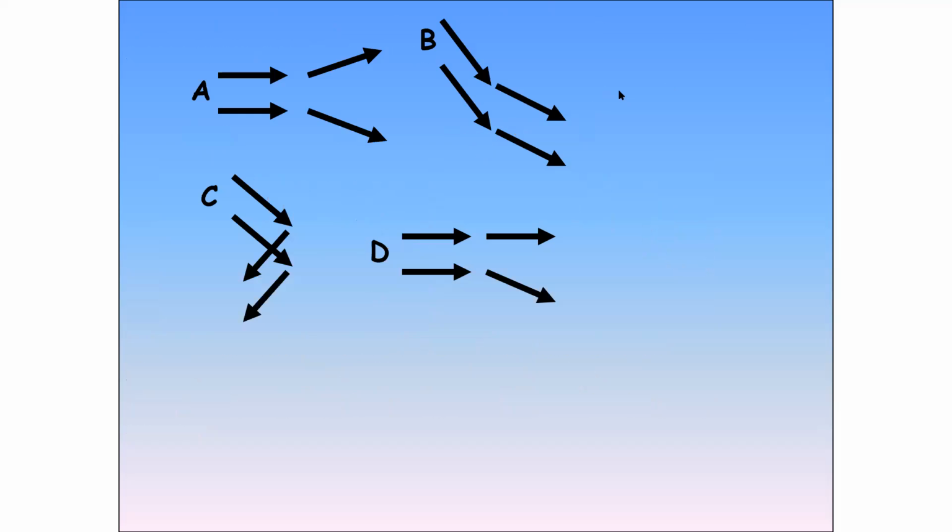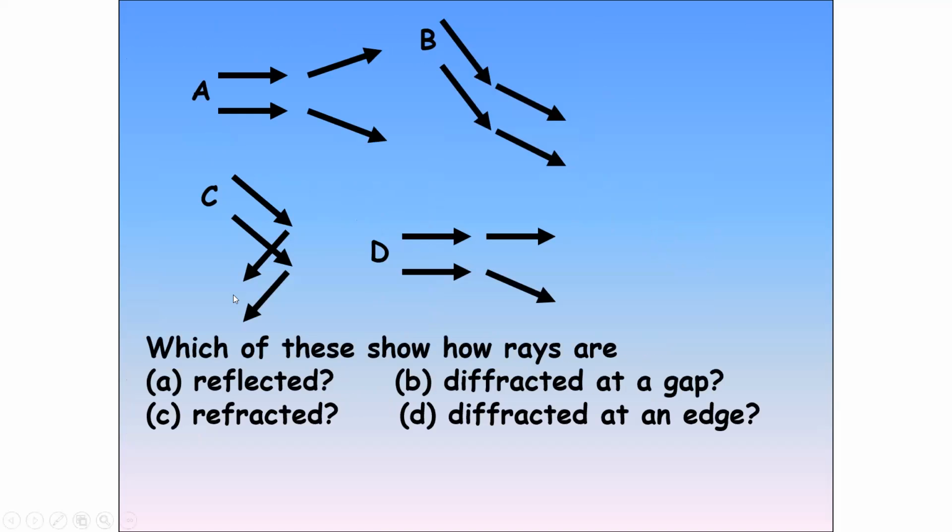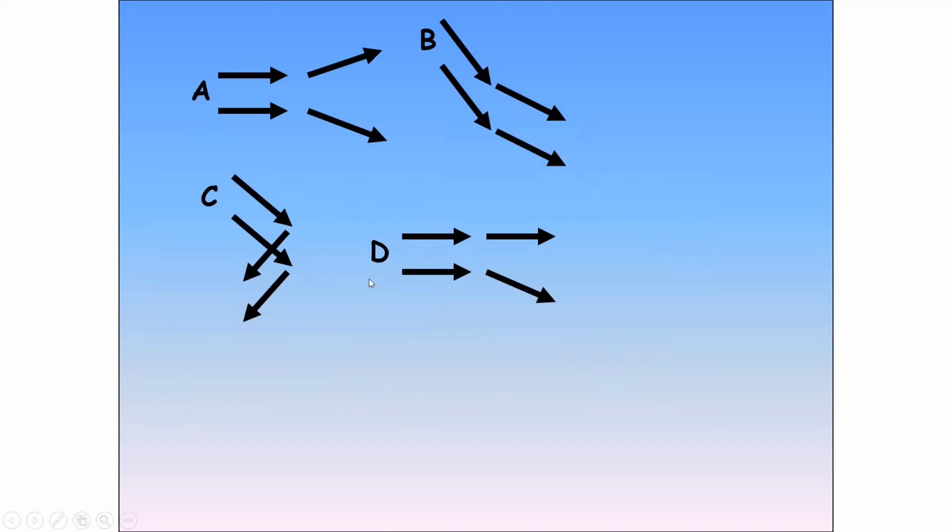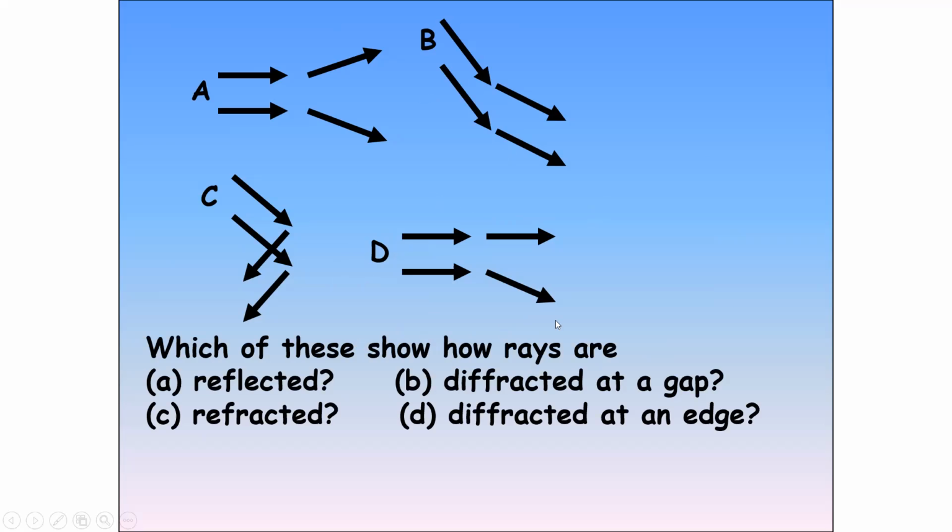Which one is representing a diffraction? Which picture? Which is representing a diffraction? Like for example, which of these shows how the rays are reflected? Which one is showing reflection? So C is showing reflection.